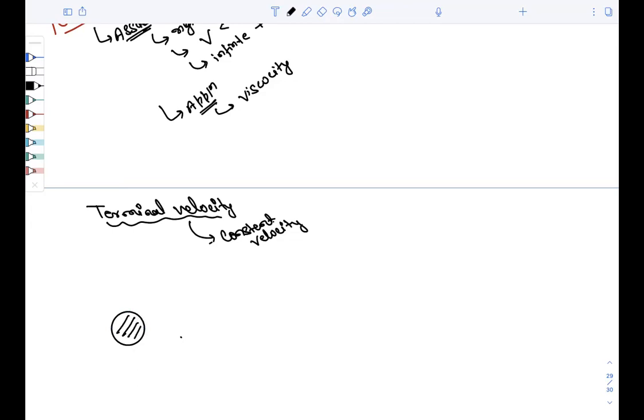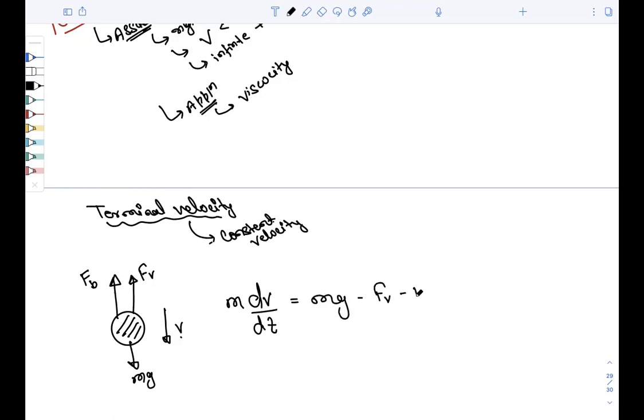See, if we have a mass, then we know that it will have mg. And now, if it is inside a fluid, let's say this is the fluid. Now, understand this is inside the fluid. Inside the fluid, a buoyant force acts, which is equal to the weight of the fluid displaced. And if it is moving with velocity V in this direction, then it will experience a viscous force also. So if you write the equation of motion, m dv by dt can be regarded as mg minus Fv, that is the viscous force, minus Fb, that is the buoyant force.